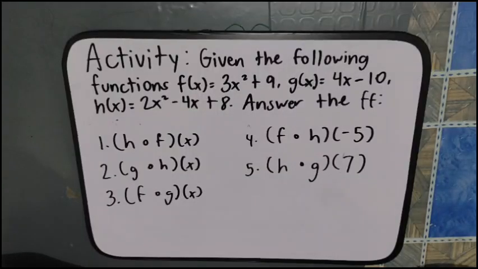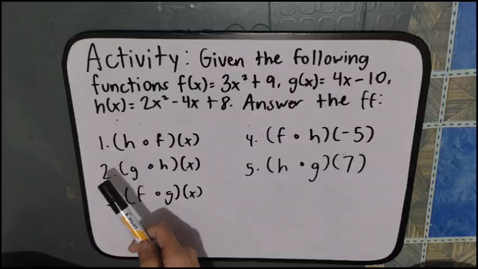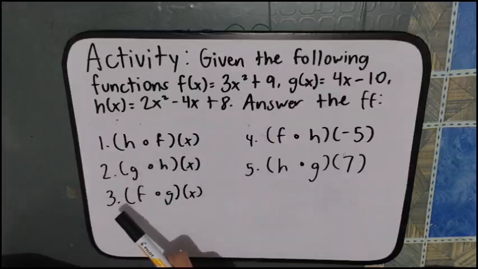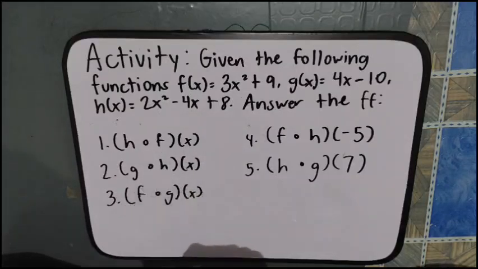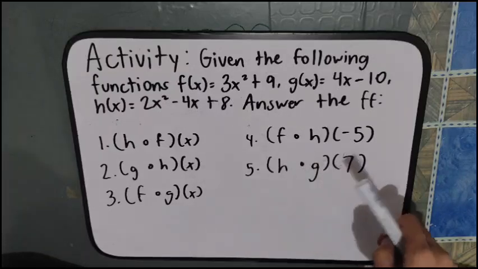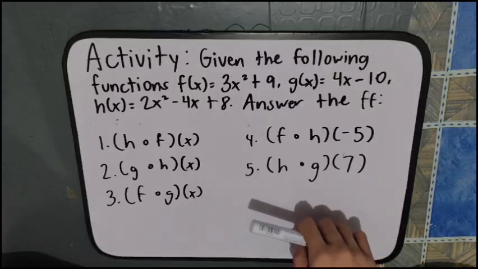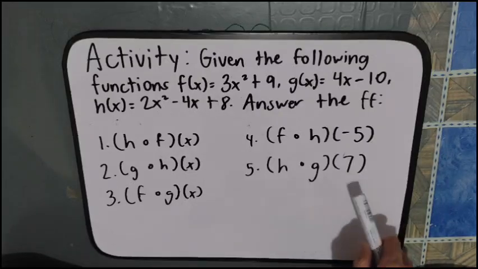So now we are done with the examples. It is now your turn. Here is the activity. Given the following functions, f of x is equal to 3x squared plus 9, g of x is equal to 4x minus 10, and h of x is equal to 2x squared minus 4x plus 8, you need to answer the following. 1. H of f of x. 2. G of h of x. 3. F of g of x. 4. F of h of negative 5. And then lastly, number 5, h of g of 7.